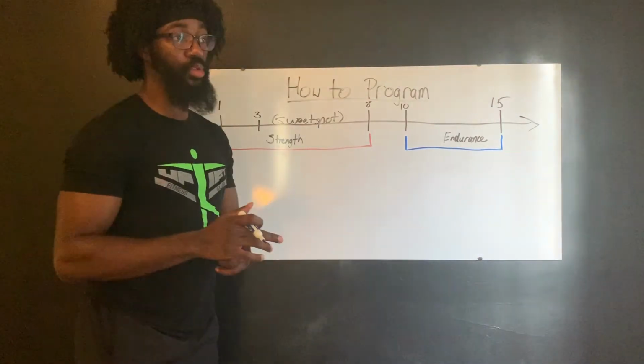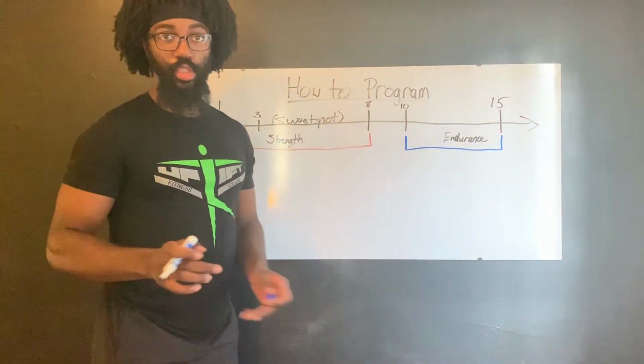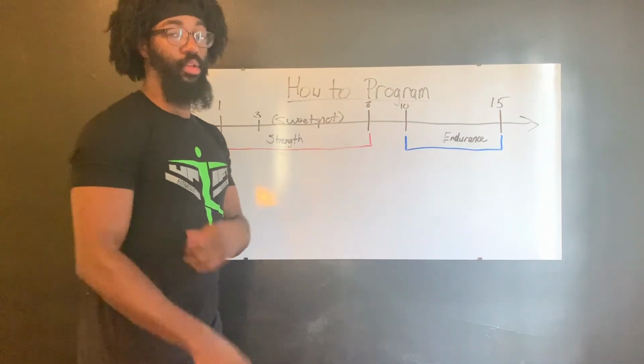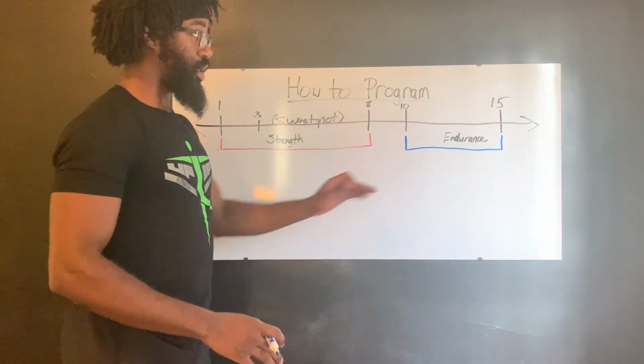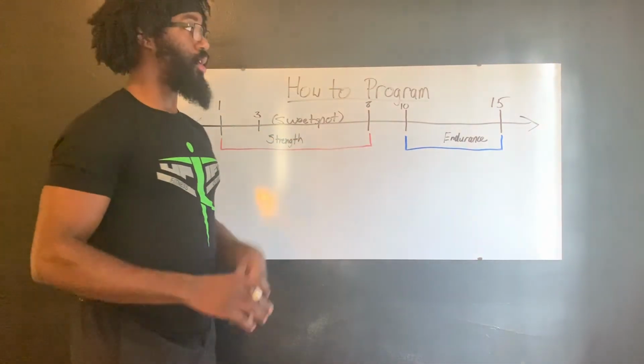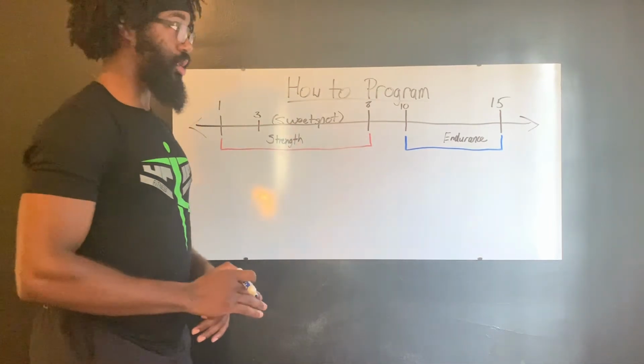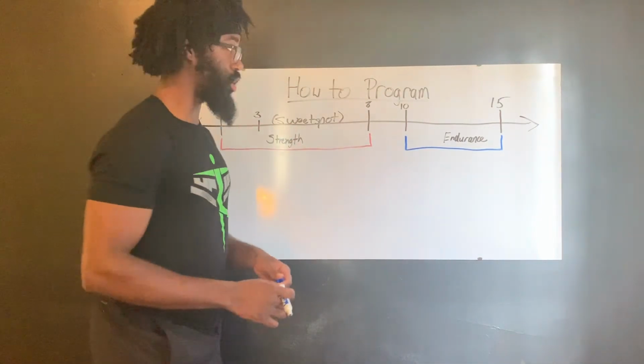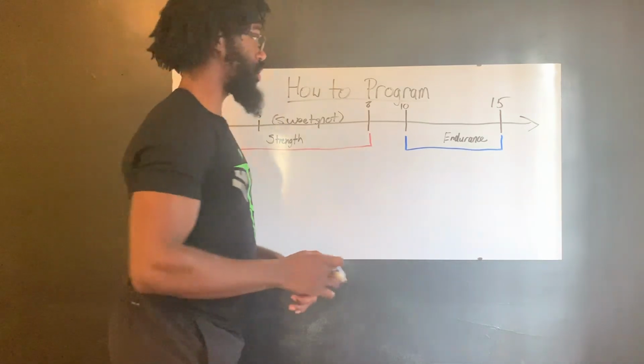That's where, when people talk about muscle toning, they talk about losing fat. That is where you're pretty much going to live. That's that 10 to 15 range. Sometimes people say 12 to 15, but anywhere from 10 to 15 is endurance.